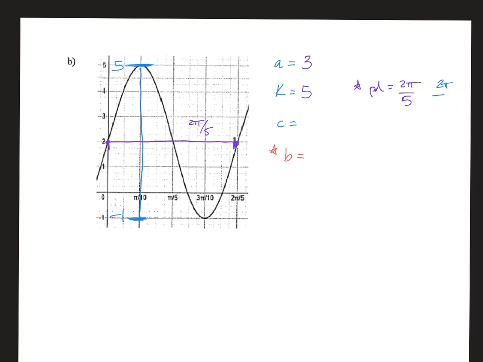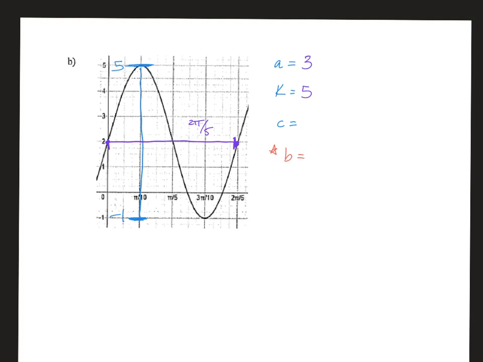Or we go back and we use our best friend. If we look at that and say, well, I know that my period is 2 pi by 5, then I know that my period is always 2 pi divided by K. And hopefully we can see that K equals 5 to make that true, or at the very least, we're multiplying out and then solving for K and we're good.